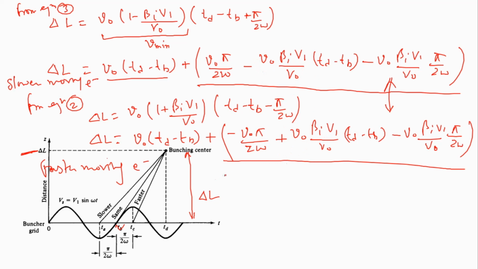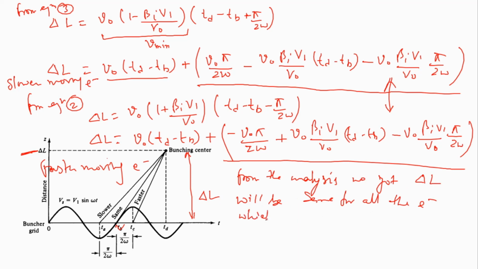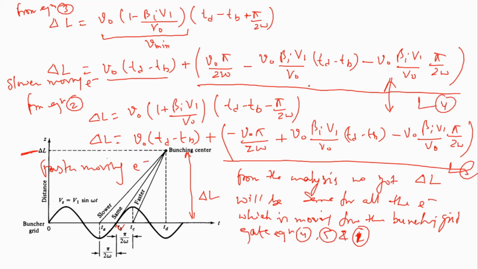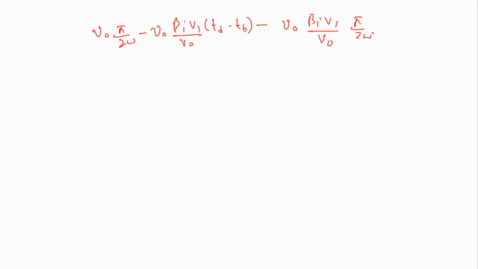So from the analysis we got delta L will be the same for all the electrons which are moving from the bunching grid. That is, we can equate equation numbers 1, 4 and 5. So from this we'll get this term equated with a 0. So I'll write this term and equate with a 0. So this is nothing but V0 into pi by 2 omega minus V0 into beta I V1 divided by V0 into TD minus TB minus V0 into beta I V1 divided by V0 into pi by 2 omega, which is equal to 0.